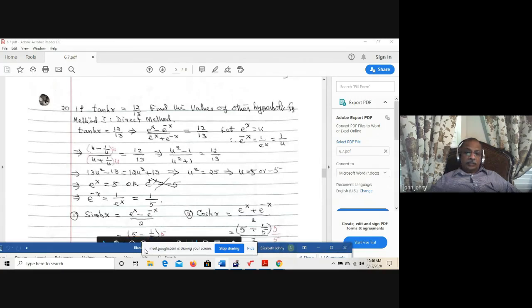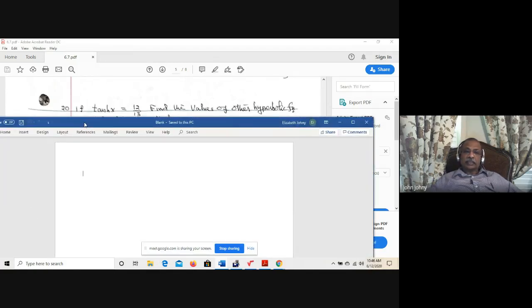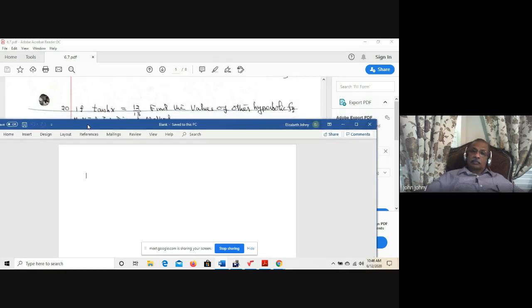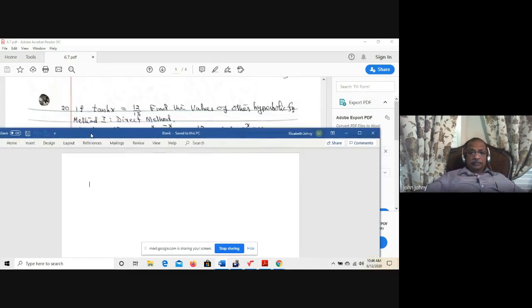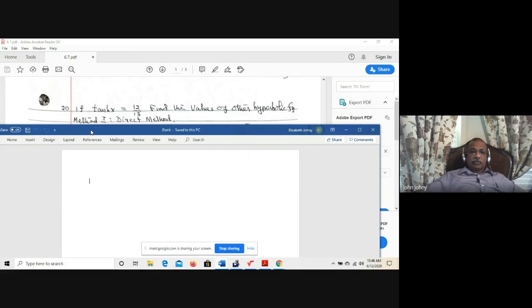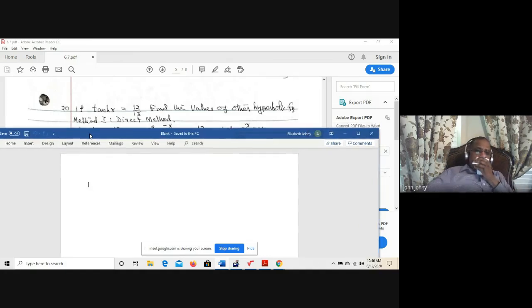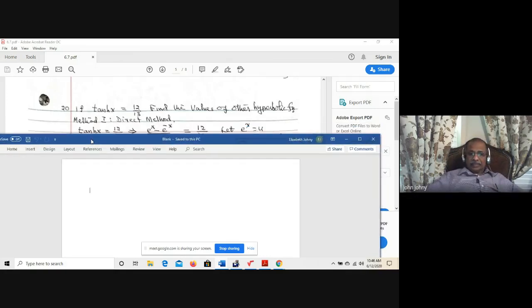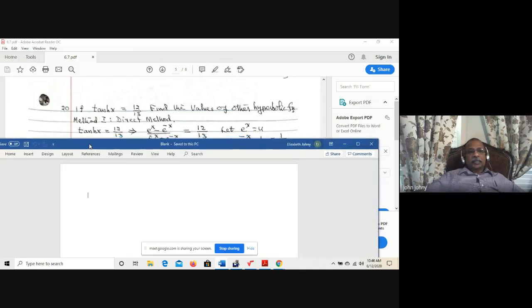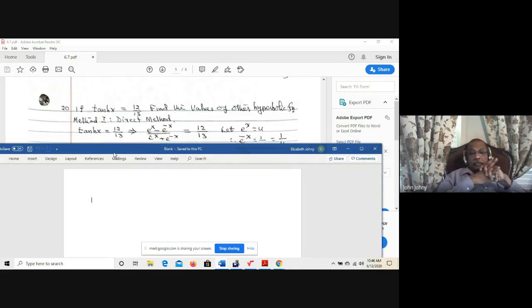If tanh x is equal to 12 over 13, find the value of other hyperbolic functions. First I'm going to work out the direct method, which is a little long in nature. Tanh x is equal to 12 over 13, that is e to the x minus e to the negative x, divided by e to the x plus e to the negative x, is equal to 12 over 13.